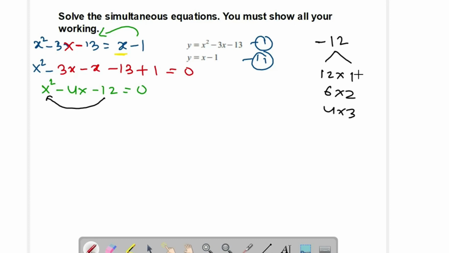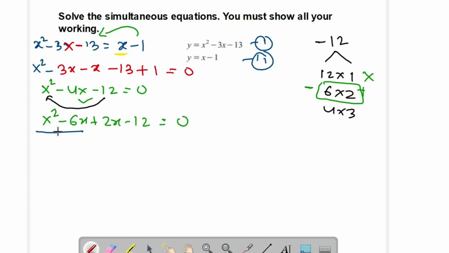12 minus 1 is not possible because it is 11. Then 6 minus 2 is 4, so we can use this. But in this scenario, minus will be 6 and plus will be 2, because the middle term is minus, so the greater sign will be negative. So we write x squared minus 6x plus 2x minus 12 is equal to 0.